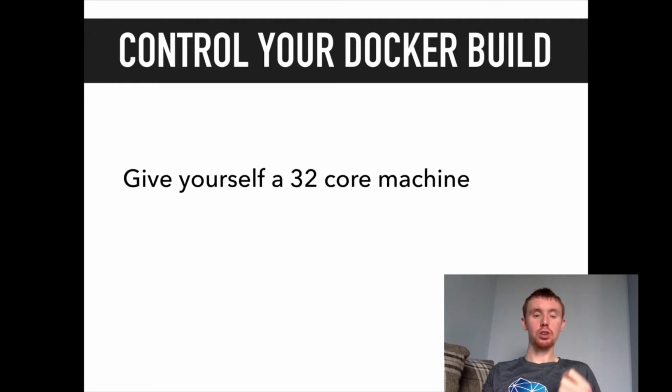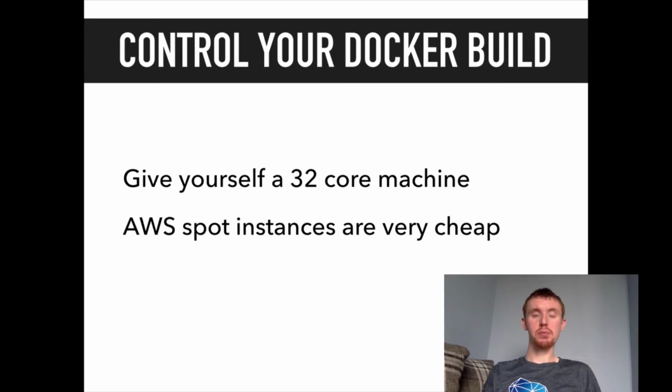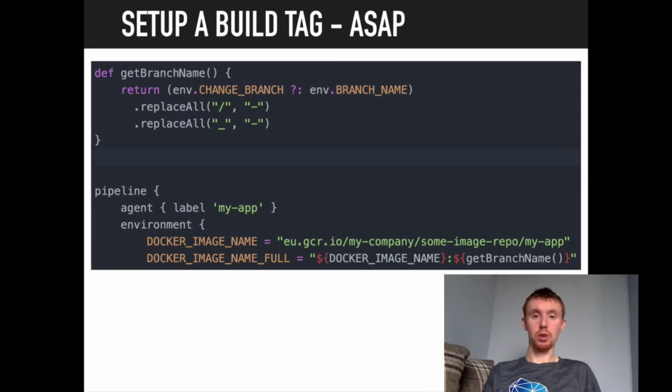When you're doing your Docker build, give your CI machine enough cores to do the one or many Docker images that need building. Give yourself 32 cores. A spot instance is very cheap on Amazon. I mean, you won't hardly even notice the cost compared to other solutions. So because of this, go ahead and do your Docker building.